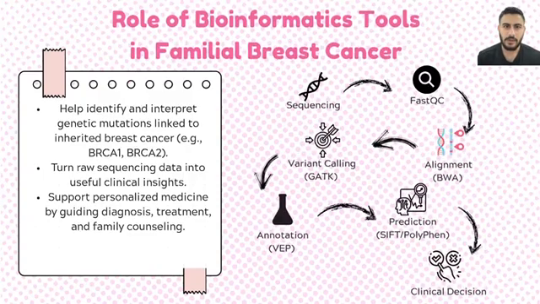Hi, I'm Omar. I will talk about the role of bioinformatic tools in familial breast cancer. Bioinformatics tools are essential in identifying genetic mutations linked to inherited breast cancer, especially in high-risk genes like BRCA1 and BRCA2. They help process large amounts of sequencing data, highlight disease-causing variants, and translate this information into something useful for clinical decision making. This supports personalized medicine, allowing doctors to offer better screening, treatment plans, and family counseling based on a person's genetic profile. On the right, you can see a simplified workflow starting from sequencing to clinical decision making. Each step involves specialized tools that I will explain next.